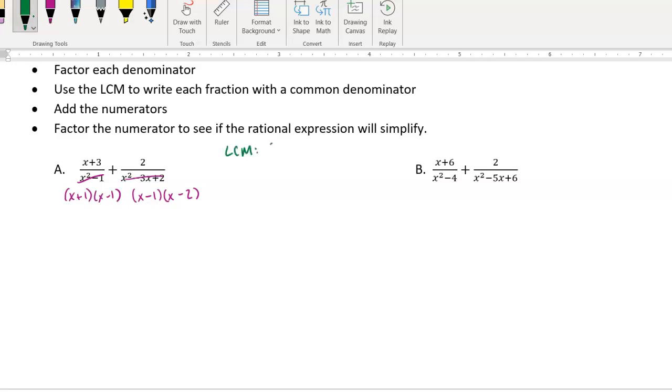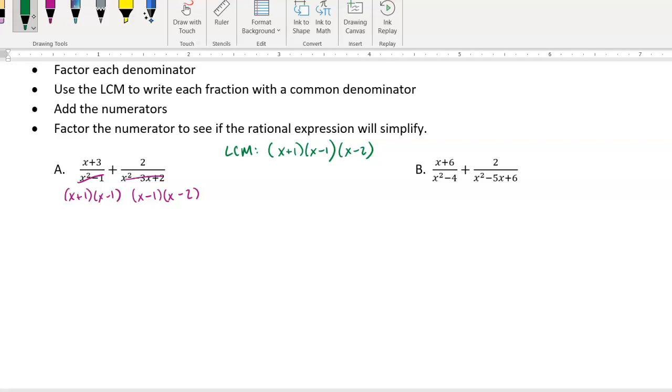So the LCM, let's look at that first fraction. It has a denominator of x plus 1, x minus 1. That next fraction, x minus 1, is already represented, so I don't need it again. But x minus 2 is missing, so I need to include that with my LCM. So my least common multiple, or another way to look at it, your least common denominator, is going to end up being x plus 1, x minus 1, and x minus 2. It's going to be those factors.